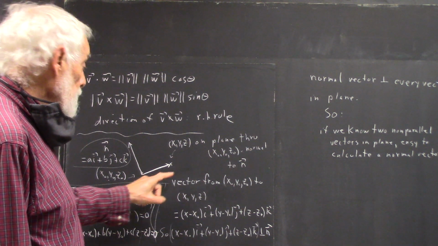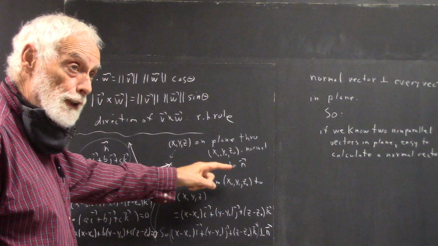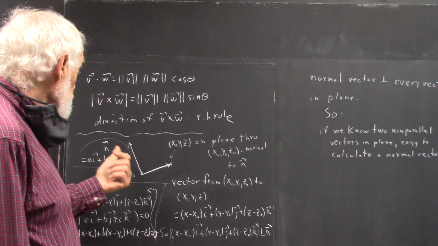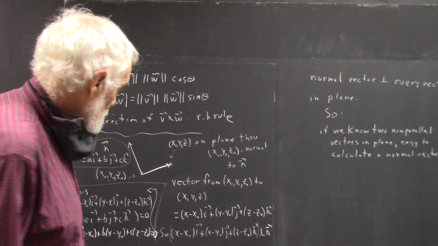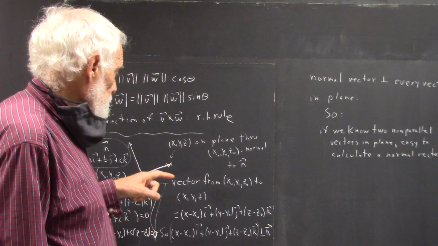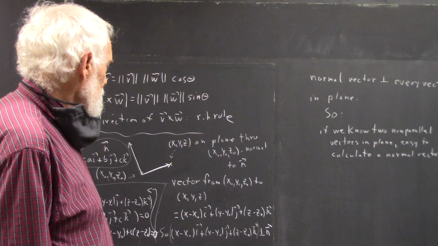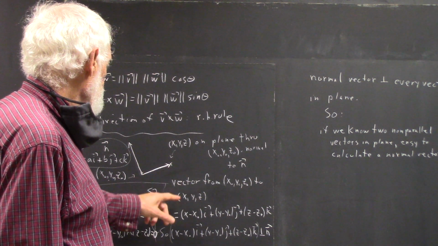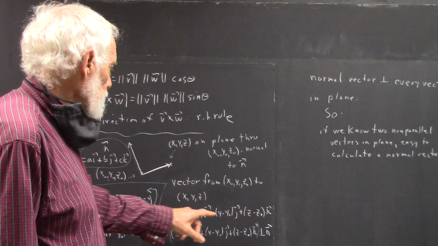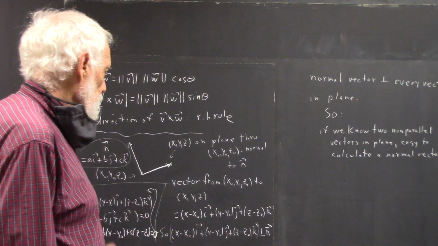This point's in the plane, this point's in the plane. So this vector is parallel to a line in the plane, has to be perpendicular to the normal vector. It took us a long time to get there. Okay? Now, we symbolize this. First of all, this vector from x naught, y naught, z naught to x, y, z has to be perpendicular to the normal vector.